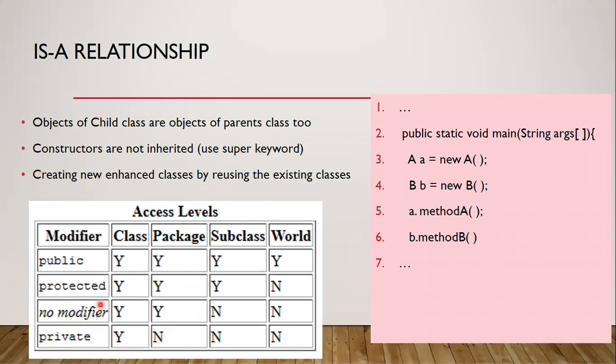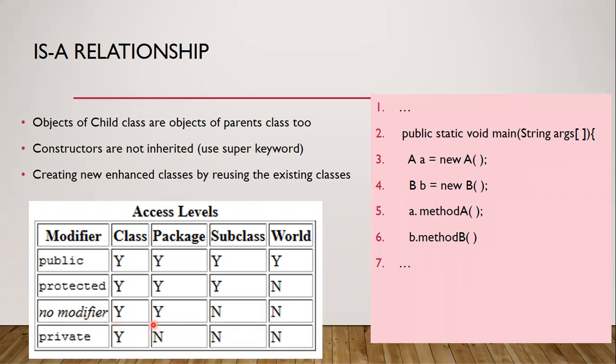As we can see here, these modifiers are visible in the class. Public are visible in the class, protected are visible in the class, no modifier are visible in the class, private are visible in the class. Privates are only visible in the class. They're not visible outside the class, whether it is in the package, a subclass, or any other class or any other program outside the package.